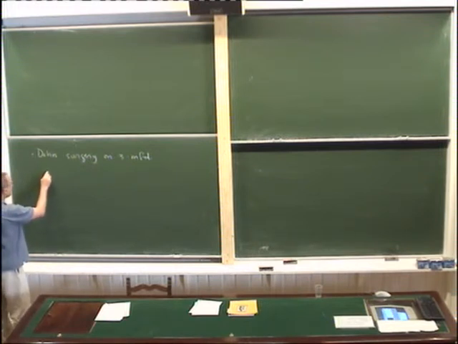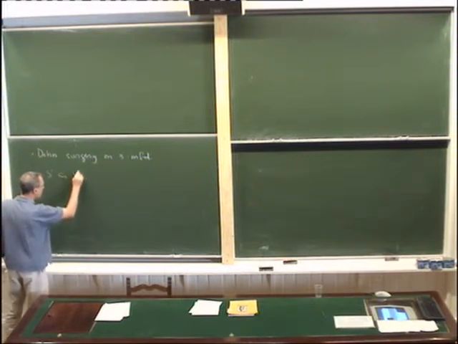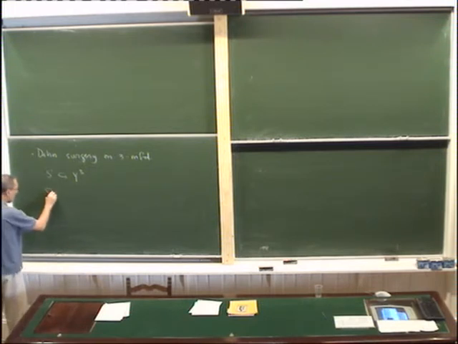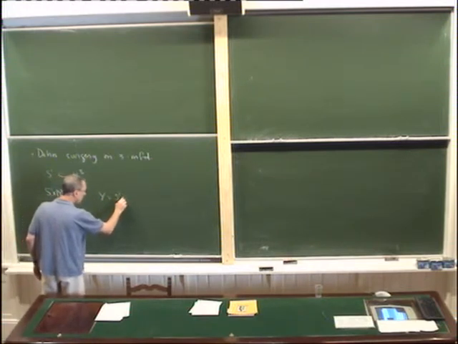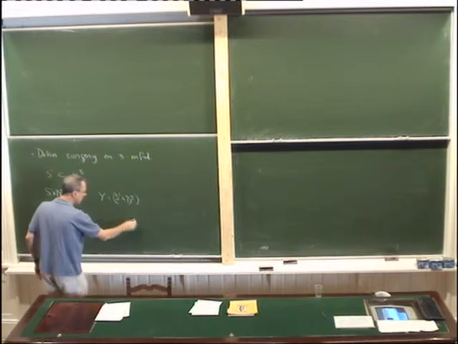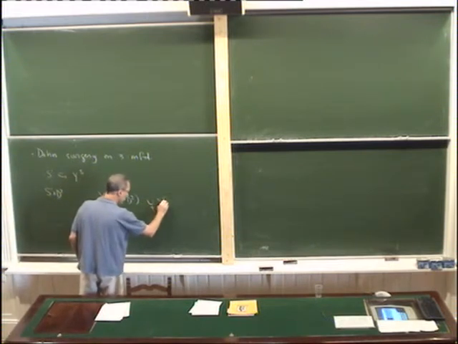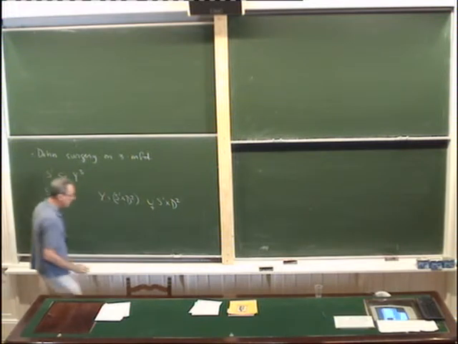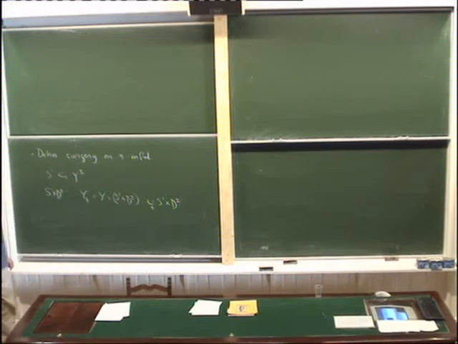So recall what this is. If you have a circle embedded in a three-manifold, and you look at a tubular neighborhood, then you remove the neighborhood of the circle and glue it back in by some diffeomorphism of the boundary. And you could call that Y_φ.